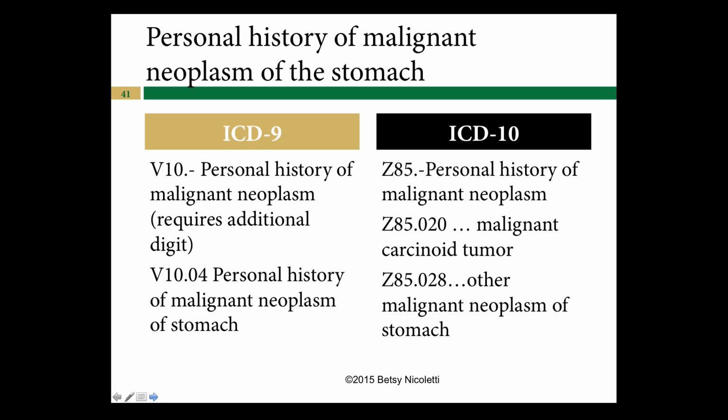And these personal history of malignant neoplasm chapter codes are in the last chapter, in the V codes in ICD-9. There's Z codes in ICD-10. There is a slight increase in location for these, but otherwise they work pretty much exactly the same. And we'll go back to that chapter and find the personal history codes and use them.